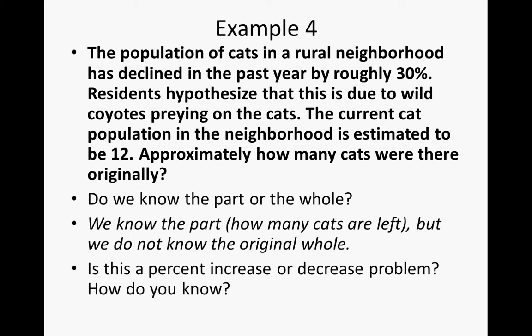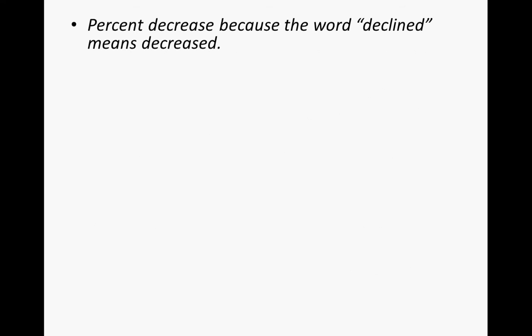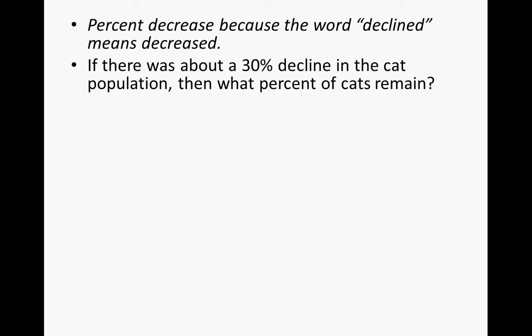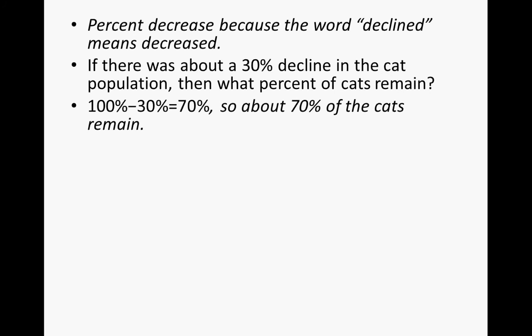Is this a percent increase or decrease problem, and how do you know? Well, percent decrease, because the word declined means decrease. So if there is about a 30% decline in the cat population, then what percent of cats remain? Well, if we have a decline, then we can look at it as 100% minus 30% is 70%, so about 70% of the cats are still around.